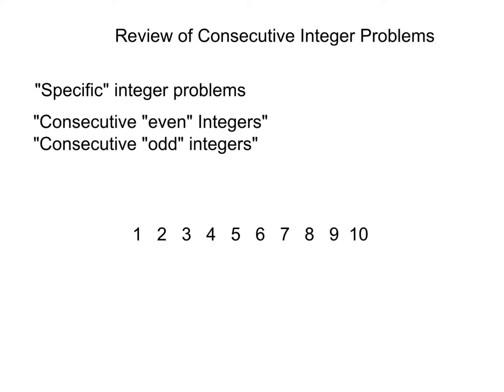Now remember, specific integer problems have the key feature of either saying consecutive even or consecutive odd. Remember, we compared this to ordering a pizza. When you specifically tell people what you want, you're supposed to get what you specifically ask for. In these instances, the problem specifically asks you for even or odd answers, so you need to make sure that you give them that. Okay? Now let's review how to do this.